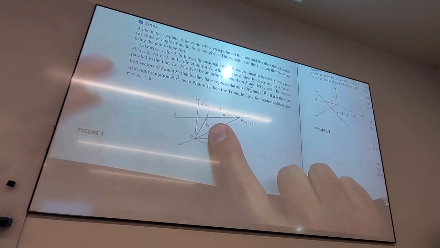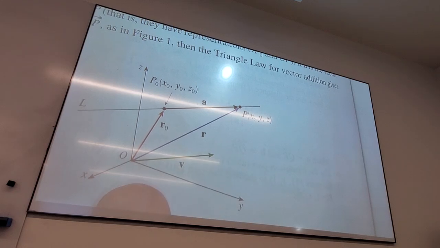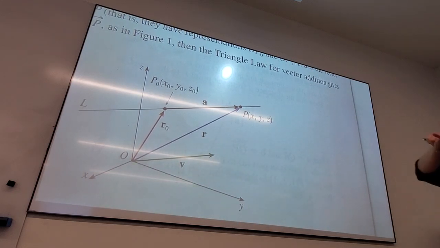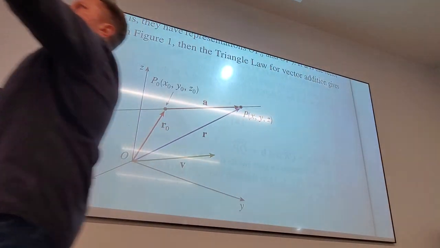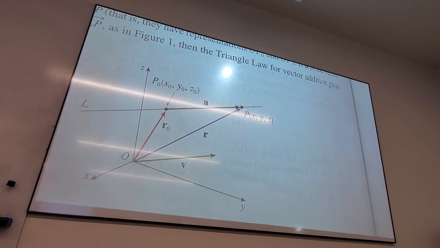If I'm given a point and I'm given a direction vector, yes? So in 3D, it's the same idea. This will be like my slope in 2D, but now it's 3D, so now it's going to be a direction vector. So my direction vector is V.